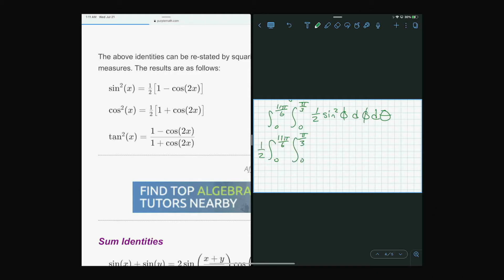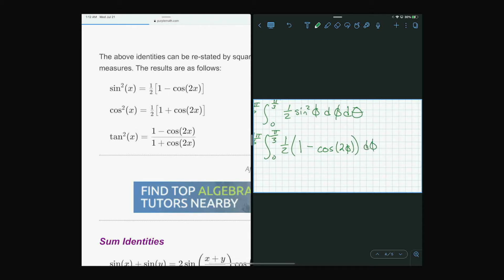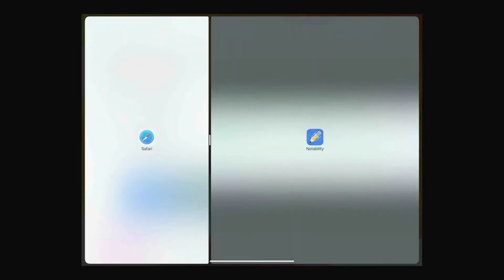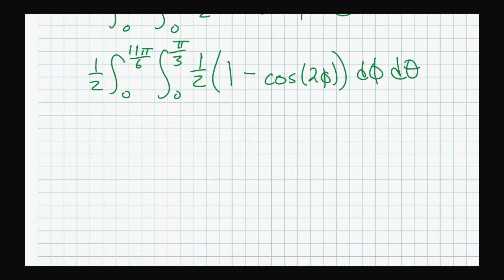I can take that 1/2 out. And then sine squared phi, of course, is going to be 1/2 times 1 minus cosine 2x. So for us, it's going to be 1/2 times 1 minus cosine, not 2x, 2 phi, because that's our variable, and then d phi, d theta. You're going to need that kind of identity pretty often. Once we've got it, let's take this 1/2 out with the other 1/2 and make that a quarter. So you have 1/4, 0 to 11 pi over 6.